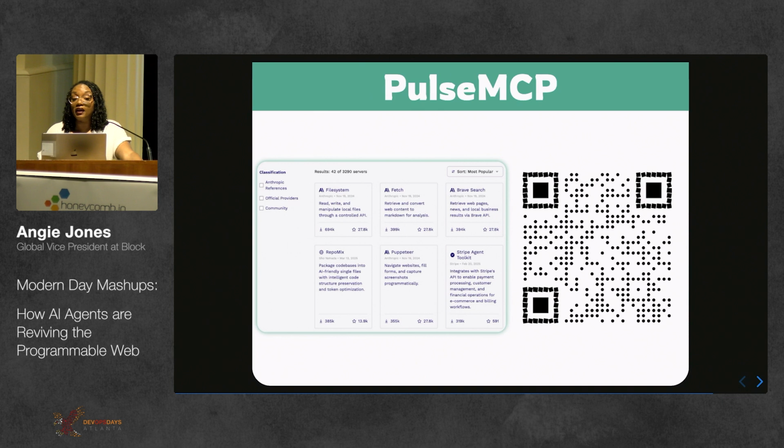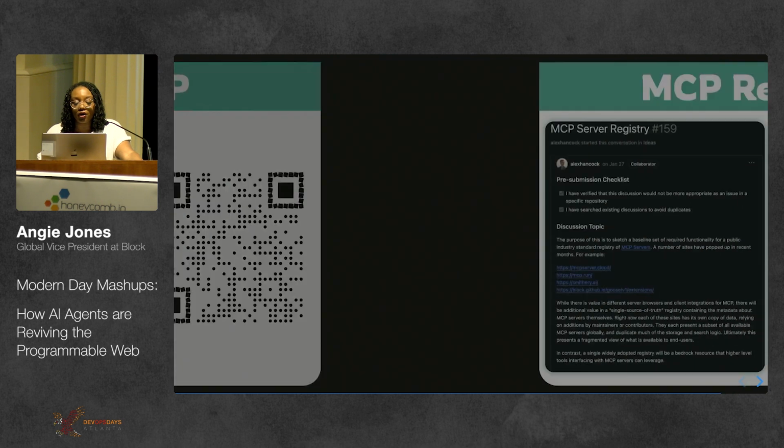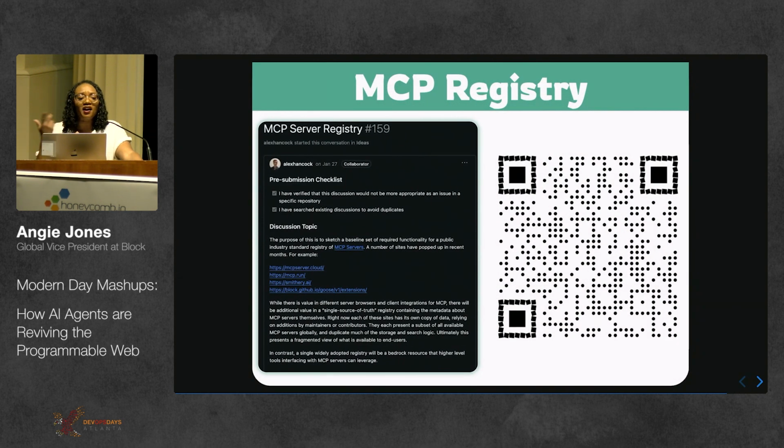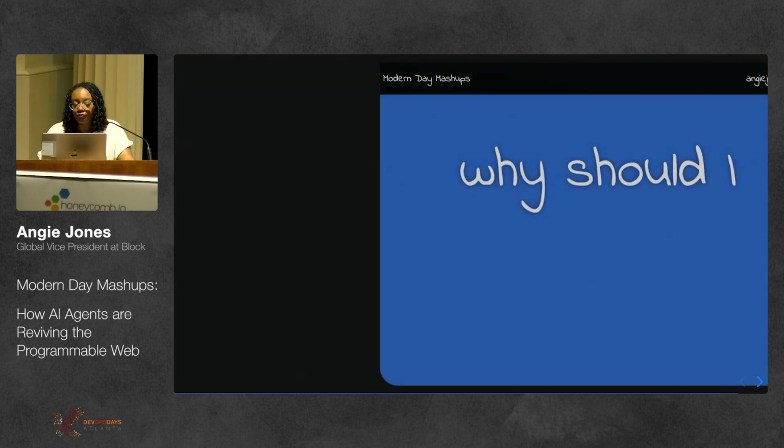And Pulse MCP is another directory. This one is my favorite. I love how clean the UX is. And you can see some indicators of the popularity of an MCP by the number of downloads and GitHub stars. And then my company Block is working with Pulse MCP on an official MCP registry to serve as this unified catalog for the MCP servers.